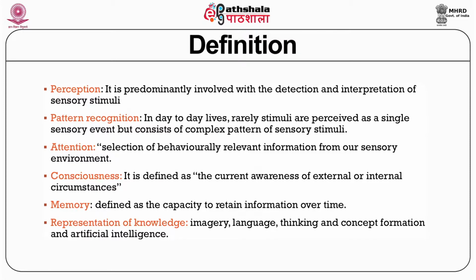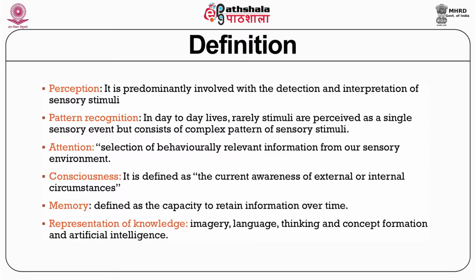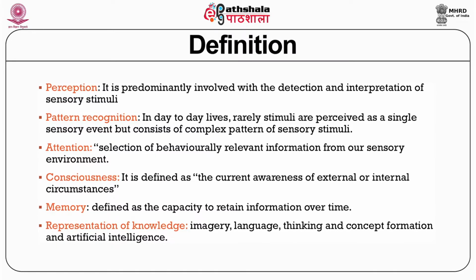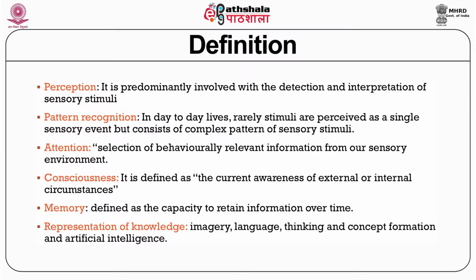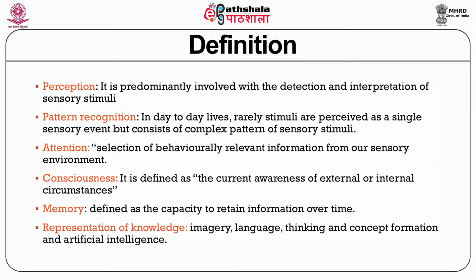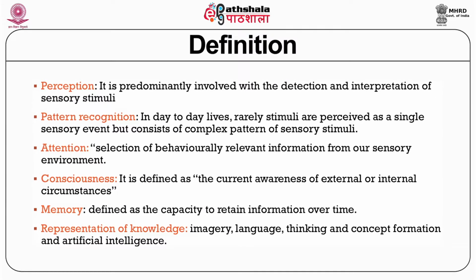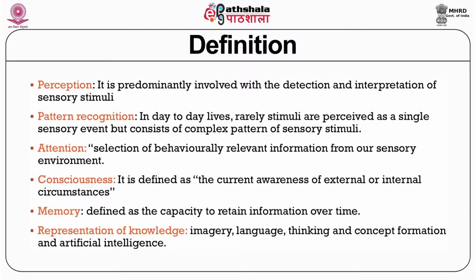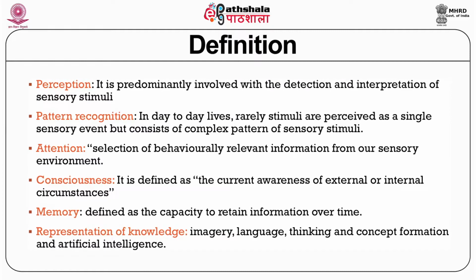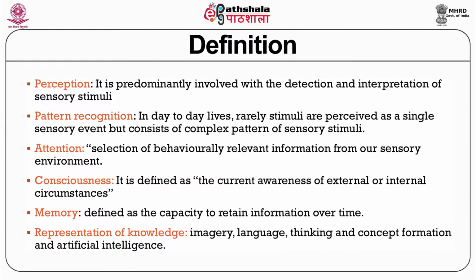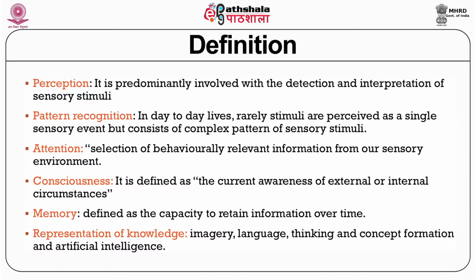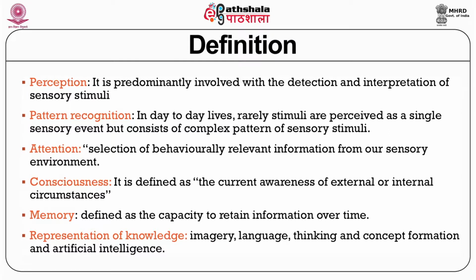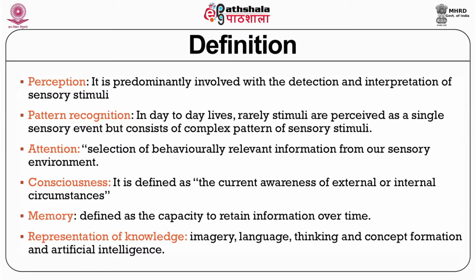Then consciousness, which is defined as the current awareness of the external or the internal circumstances. Then memory, which is defined as the capacity to retain information over time. Then there is the representation of knowledge, which includes imagery, language, thinking and concept formation. In fact, recently artificial intelligence also forms a part of representation.